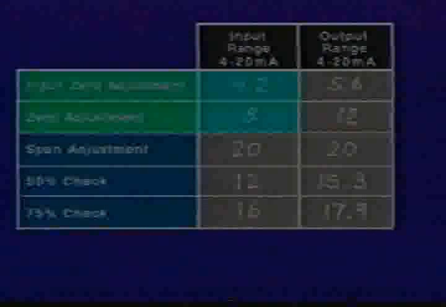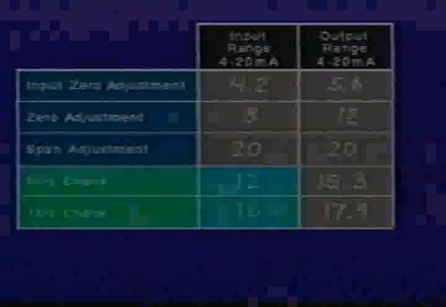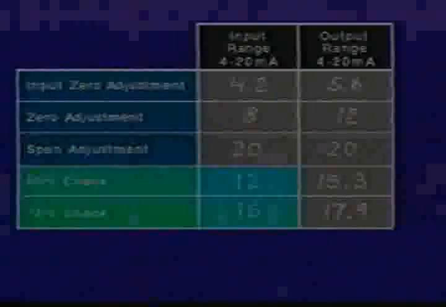The square root extractor has two different zero adjustments. Notice that the output values here do not follow the standard test points used in a 5-point check. That's because the square root of the input determines the output. In this example, the manufacturer specifies that span can be adjusted at 20 milliamps input. The other specified test points are 50 and 75% of span.